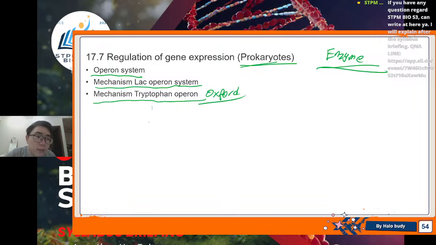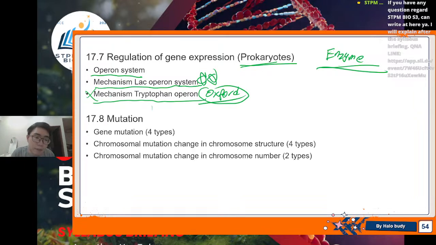Okay, the tryptophan operon, because buku Oxford ada keluar, but I see the syllabus dia tak include. So don't need to learn because syllabus tak ada. But if you want to learn, also can. Buku Oxford dia ada bagi dua example, lac operon and tryptophan. Lac operon wajib lah, awak wajib belajar dekat syllabus. Tryptophan punya tak perlu. Kerana dia tak ada dekat syllabus, so dia takkan keluar punya.